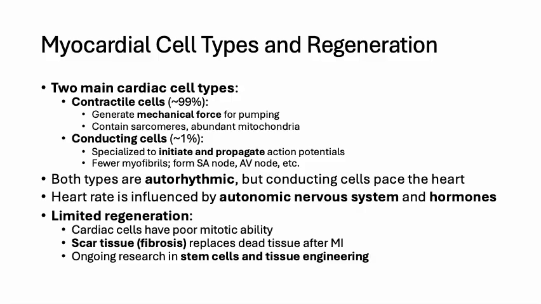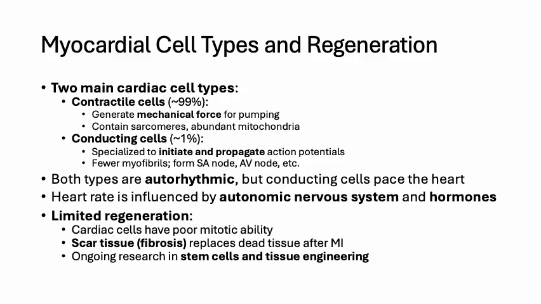The remaining 1% are myocardial conducting cells, also known as the pacemakers or nodal cells. These are smaller and contain fewer contractile elements. Their main job is not to contract but to generate and conduct electrical impulses that tell the contractile cells when to contract. These cells are concentrated in specific areas like the sinoatrial node, atrioventricular node, and the Purkinje fibers.